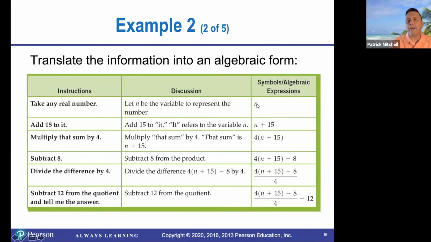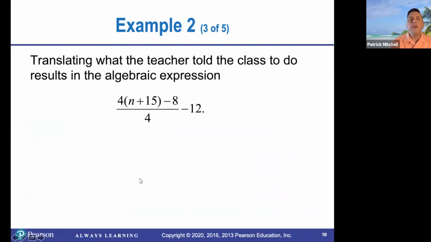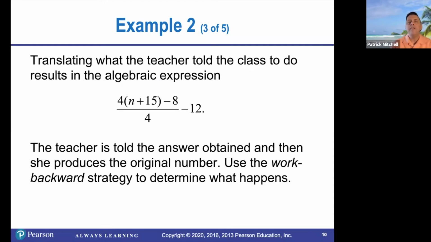So if n is the original number, then the answer that the student is going to give to the teacher is represented by this expression. So translating what the teacher told the class to do results in the algebraic expression you see here. The teacher is told the answer obtained, and then she produces the original number. So we'll use the work backward strategy to determine what happens.